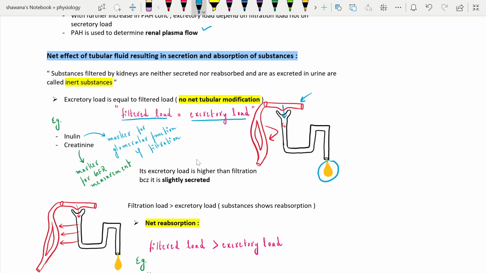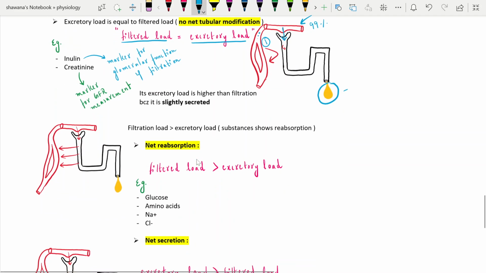Important examples of inert substances are inulin and creatinine. Inulin is a marker to measure glomerular function and filtration, and creatinine can also be used to measure the GFR. But creatinine is slightly secreted as well. Creatinine is 99% filtered and only 1% is secreted. So it means that the excretory load is slightly higher than the filtration because 1% has come from secretion.